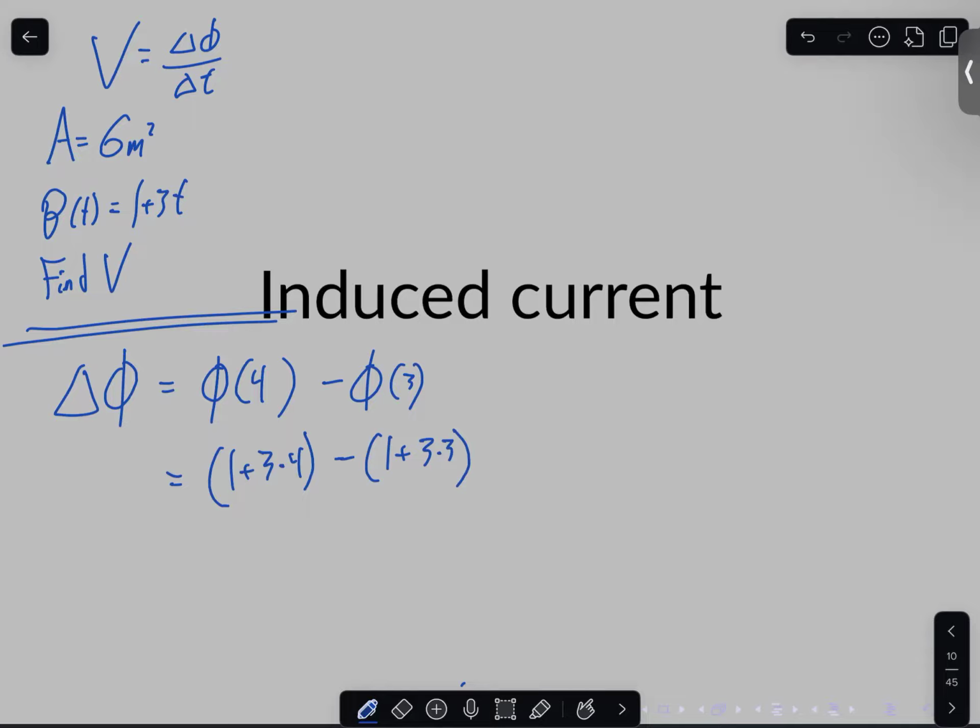1 plus 3 times 4 is what? Not times. Oh, hold on. One step at a time. 1 plus 3 times 4 is 13. 1 plus 3 times 3 is what?